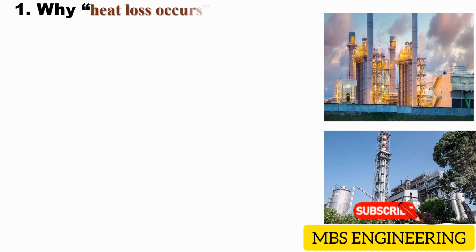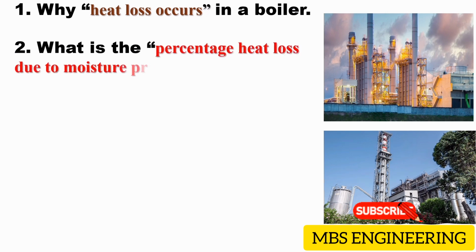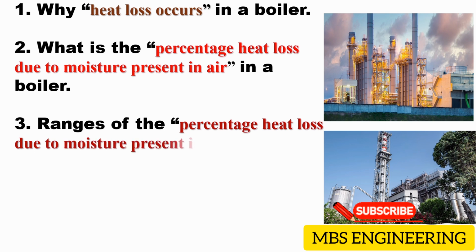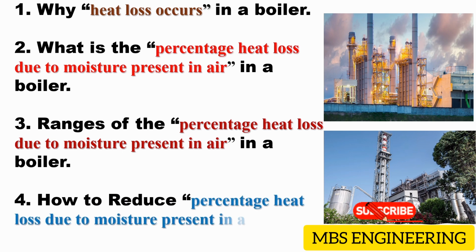The first topic is why heat loss occurs in a boiler. Next, the second topic is what is the percentage heat loss due to moisture present in air in a boiler. Next, the third topic is ranges of the percentage heat loss due to moisture present in air in a boiler. Next, the fourth topic is how to reduce the percentage heat loss due to moisture present in air in a boiler. We will cover the above topics in the upcoming slides.